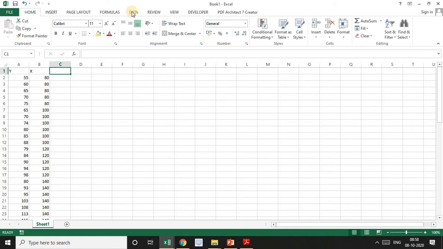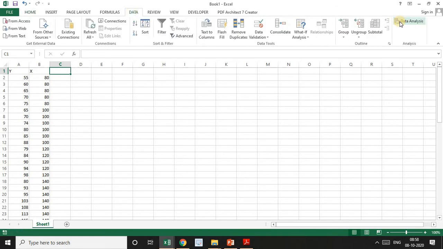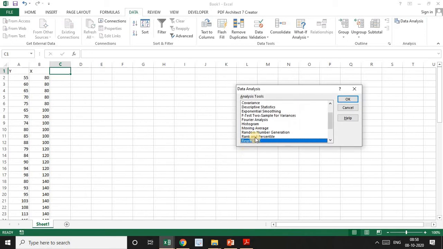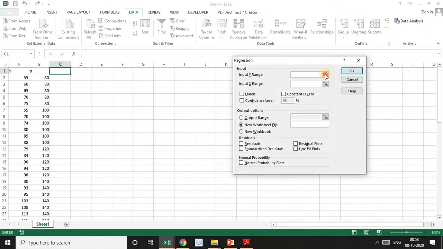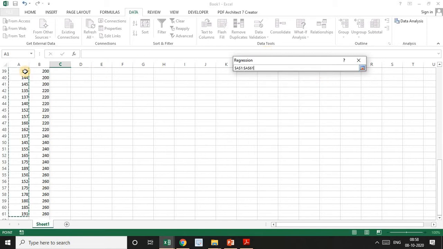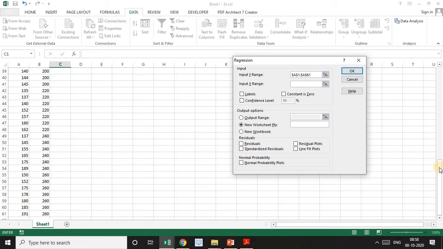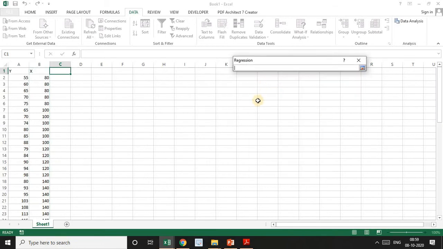What you have to do is go to data analysis, regression. Okay, you take the y range, you take the x range, you put label. Okay, and here there is an option: residuals, standardized residuals, residual plots, line fit plots. Where you put residual plots or residuals. Okay, then you can paste the output here itself.